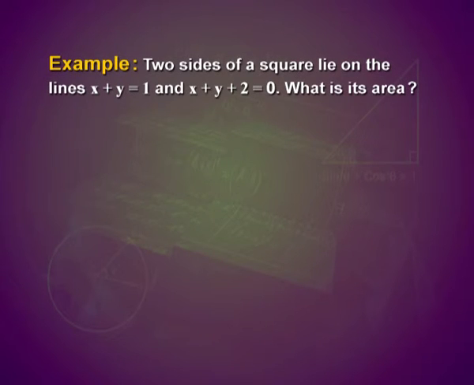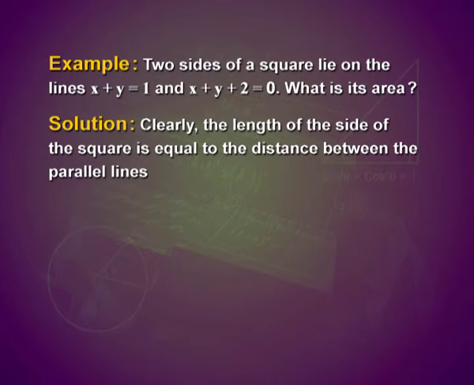Let us solve another interesting example here. Two sides of a square lie on the lines x + y = 1 and x + y + 2 = 0. What is its area? In the solution, we can see clearly the length of the side of the square is equal to the distance between the parallel lines.